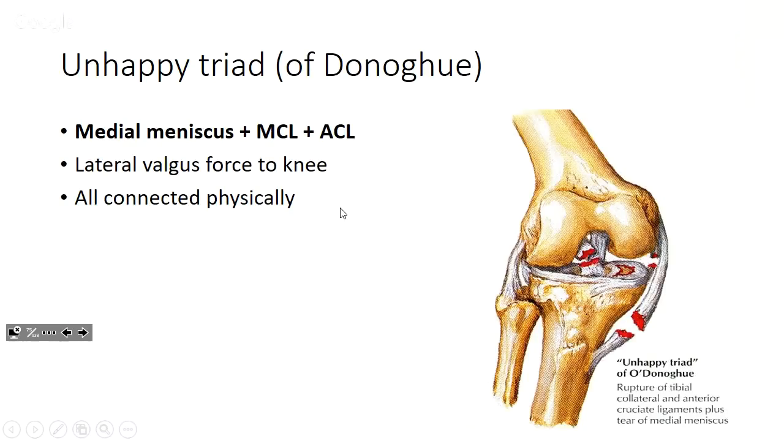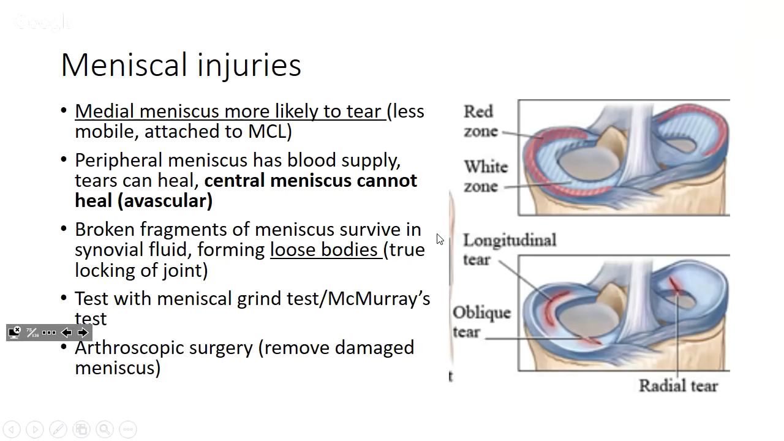So what's the unhappy triad again? You should be able to do this in your sleep. ACL, MCL, and medial meniscus. Very good. Often it's caused by a lateral valgus force to the knee. And it all happens because it's connected physically.